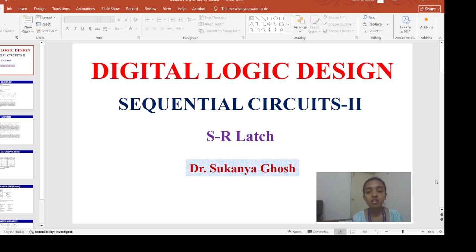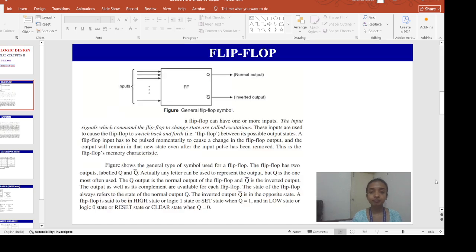Hello everyone. So we have already started the sequential circuits. Part 1 introduction we have already seen. Now in the sequential circuits part 2 lecture, first we will see what is flip-flop, what is latch, and then we will study the basic SR latch.